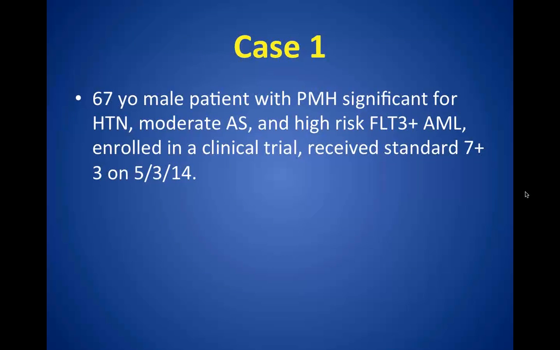Case 1 is that of a 67-year-old man. He has a past medical history significant for hypertension, moderate aortic stenosis. He also has a high-risk genotype of acute myeloid leukemia, and he's enrolled in a clinical trial to receive 7+3 chemotherapy, which is the standard chemotherapy given to AML patients. In that chemo regimen, there's 3 cycles of anthracyclines administered.